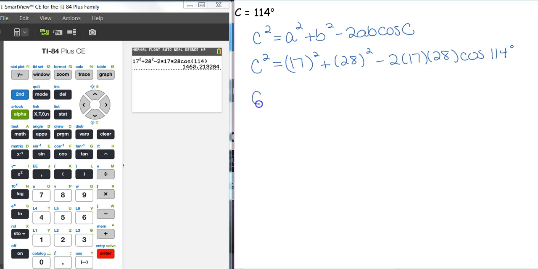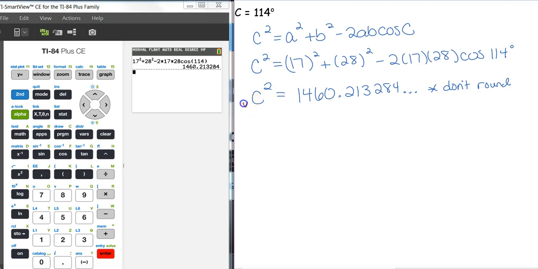Now I'm going to write this down on my paper. C squared is equal to 1,460.213284, etc. I'm writing that down, but make note, we are not rounding. Don't round. We are never going to round until the last step, and that's where things can get complicated when it's not such an easy setup. The calculator has this value stored in it, so I'm not going to retype anything in.